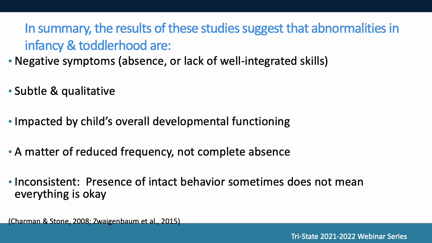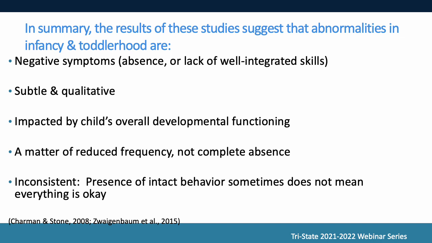So in summary, what we know is that in the first 3 years of life, the most important thing is to look for the absence or the lack of well-integrated skills that are used consistently. Many times what infants and toddlers are showing are subtle and qualitative signs of autism. So you may have a child who is doing the behaviors that you're looking for, but they don't seem as rich, as well integrated, or as embedded in the context in an appropriate way.